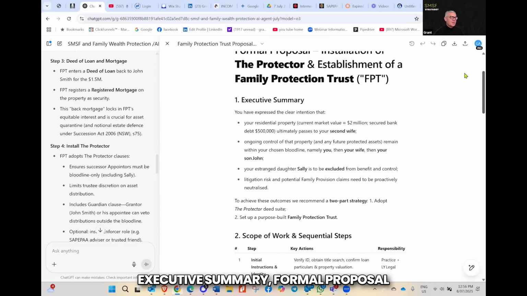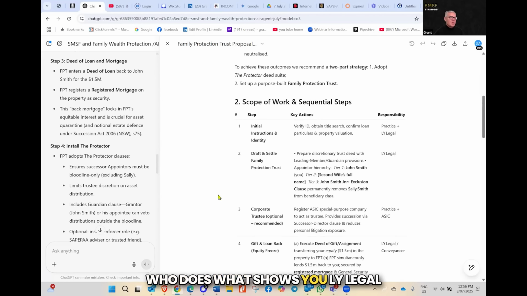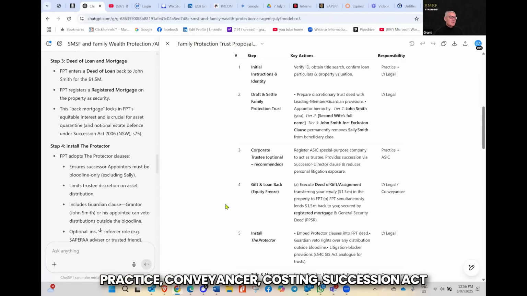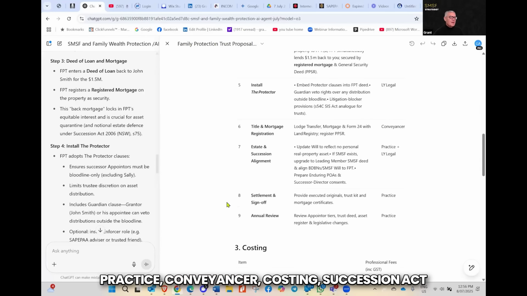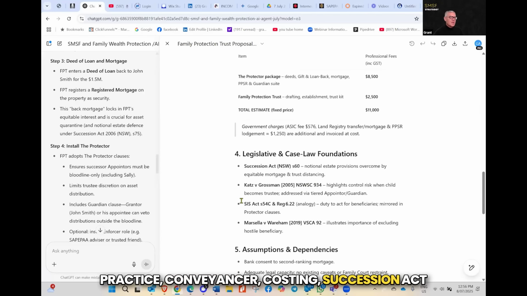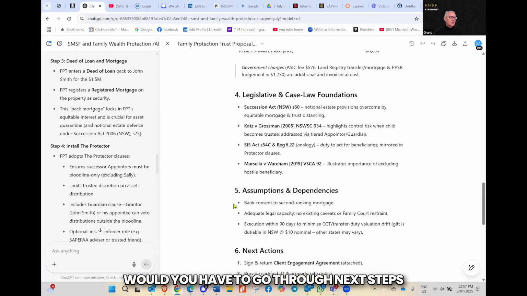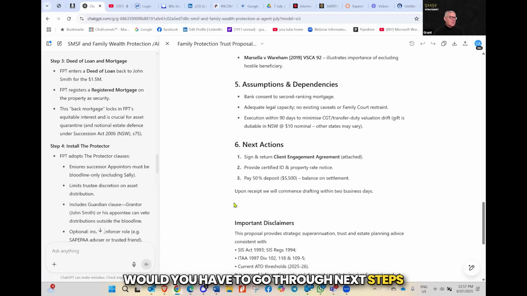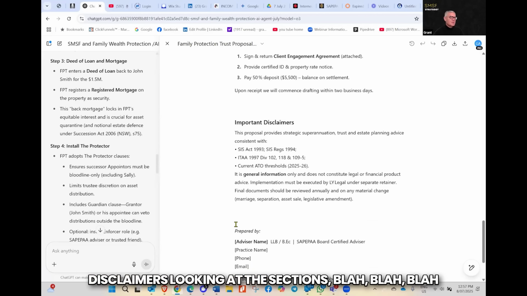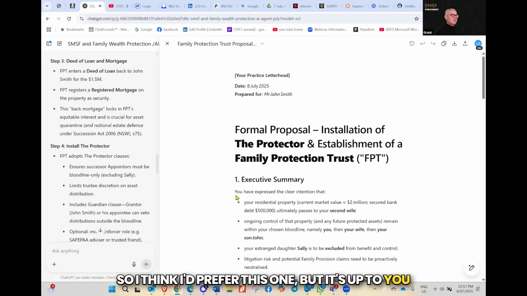Executive summary, formal proposal, scope of work and sequential steps, who does what, it shows the legal practice, conveyancer, costing, the Succession Act, that's New South Wales. Then next steps, disclaimers, looking at the sections, and so on. So I think I'd prefer this one, but it's up to you. You can make a choice.